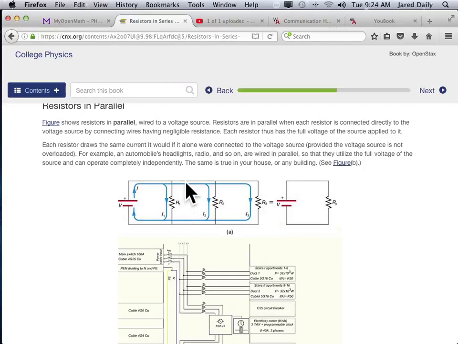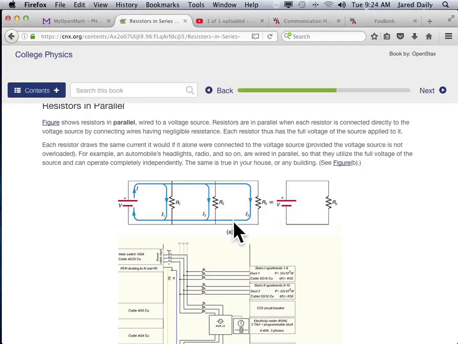If the resistors are truly in parallel, so that each side of each resistor is connected directly to the same side of the other resistors, so both sides of all resistors that are in parallel are connected to each other, and there is nothing in between, there can't be a resistor here, there can't be a battery here or anything else, nothing in between those connections, then they are in parallel.